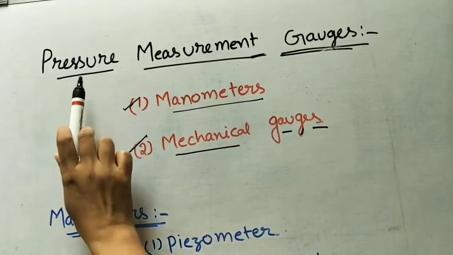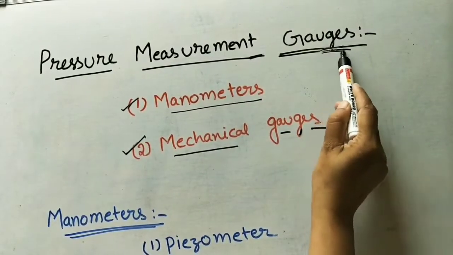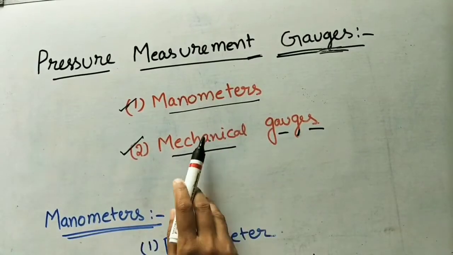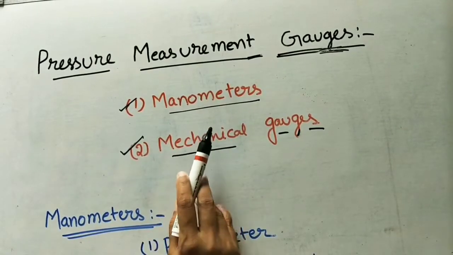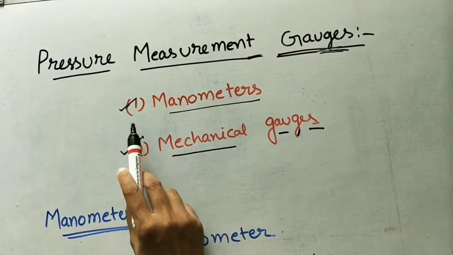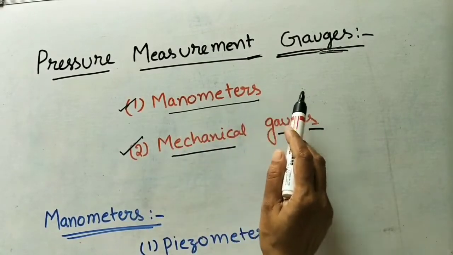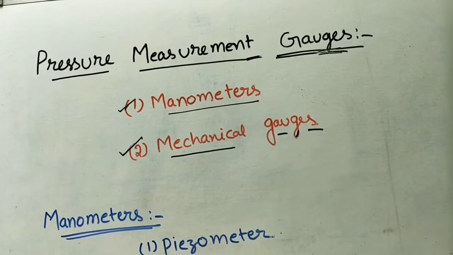Today I will discuss pressure measurement gauges. These gauges measure or find the pressure value in the fluid or liquid inside a tube or inside a tank like that. Here we are using two types of gauges. One is manometers, which we use in labs, and the second one is mechanical gauges.